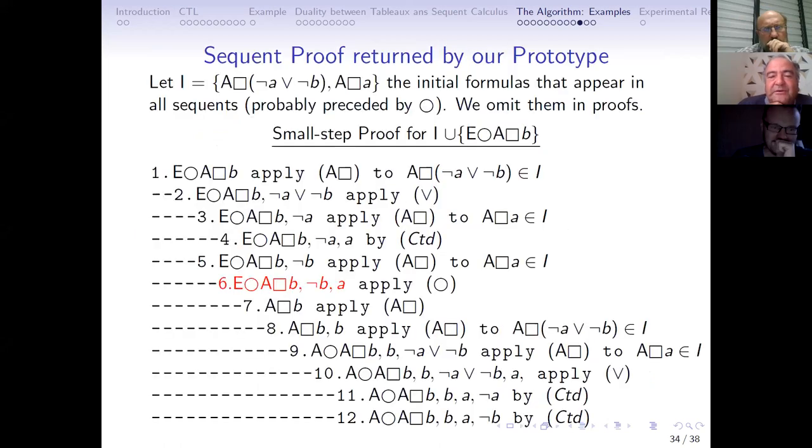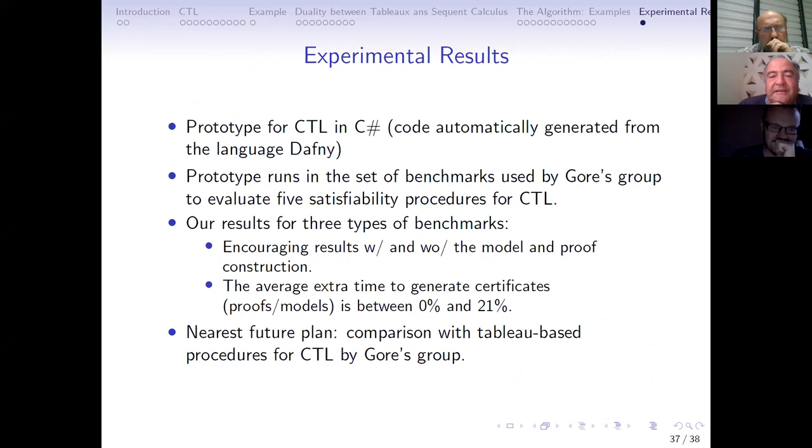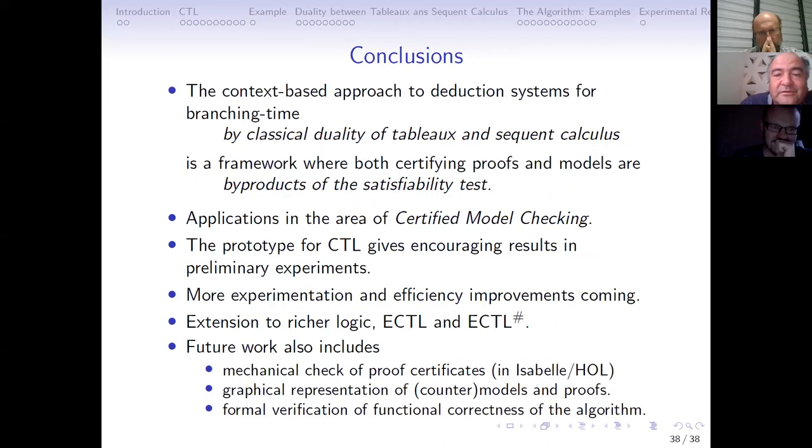So the implementation of this approach was done in the Dafny language, but it is a prototype. We worked with benchmarks, and in particular, we were trying to compare the approach with the one used by the Goré group. Well, in a sense, we've got some encouraging results, both without and with model checking and proof construction. We've got some extra time to generate certificates here. And our nearest future plan is to compare this approach with other tableau-based procedures, for example, those by the Goré group. So just to repeat, the idea was to develop a kind of unified approach to deal with the generation of models, counterexamples and proofs.